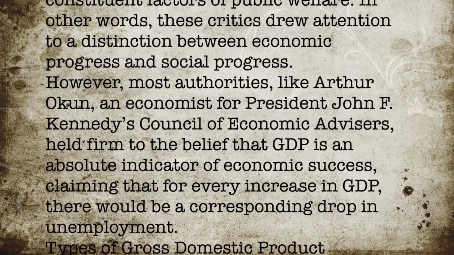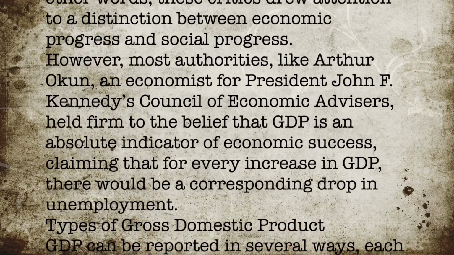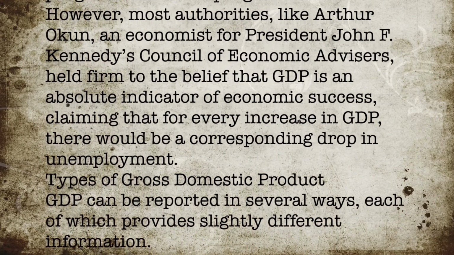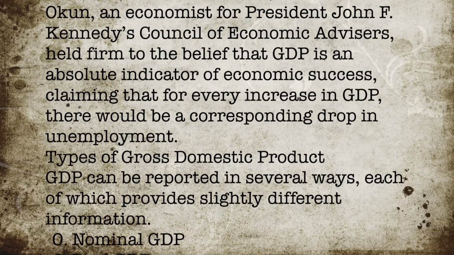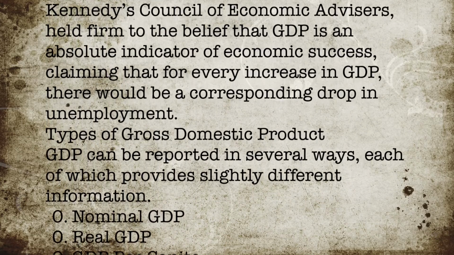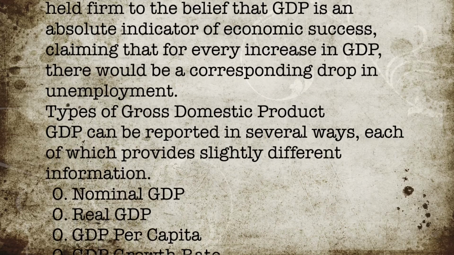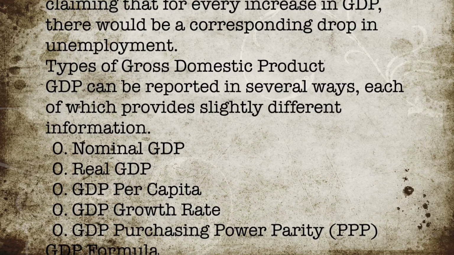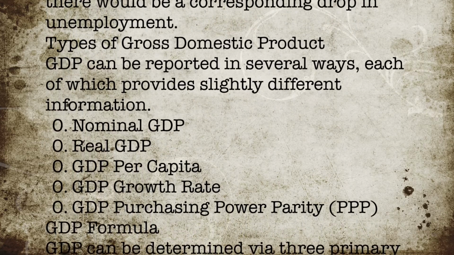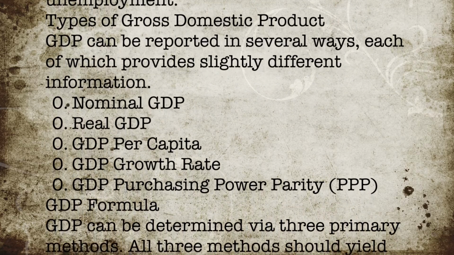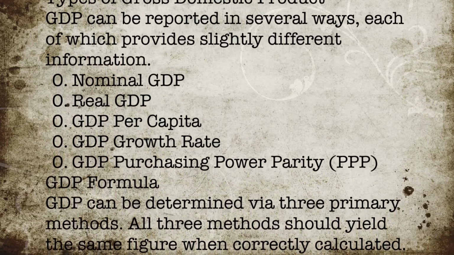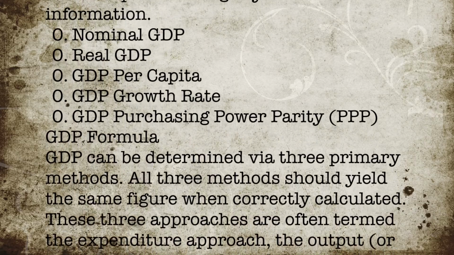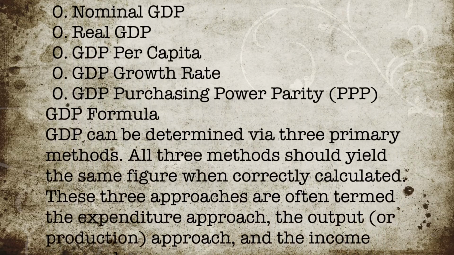However, most authorities like Arthur Okun, an economist for President John F. Kennedy's Council of Economic Advisors, held firm to the belief that GDP is an absolute indicator of economic success, claiming that for every increase in GDP, there would be a corresponding drop in unemployment. Types of gross domestic product. GDP can be reported in several ways, each of which provides slightly different information. First one is nominal GDP, second real GDP, third GDP per capita, fourth GDP growth rate, fifth GDP purchasing power parity.